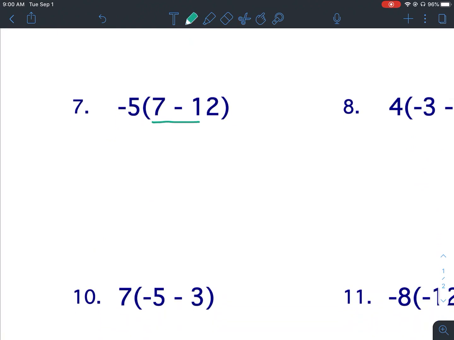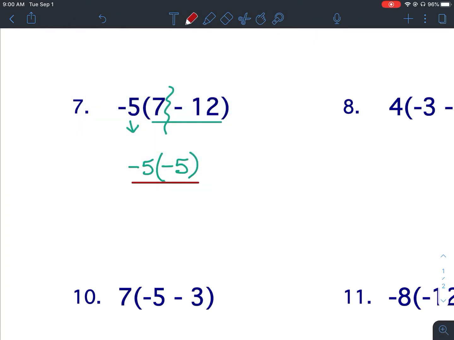If I do what's inside the parentheses first, this is addition or subtraction. You have to determine that by looking at the signs. So I have a positive 7 and a negative 12. Those signs are different, so I need to subtract and keep the sign of the larger number. So I'm going to bring down my negative 5. I don't do anything with that. I'm going to keep a parentheses to show multiplication. And then 12 minus 7 is 5. And because 12 is the larger number, it would be a negative 5.